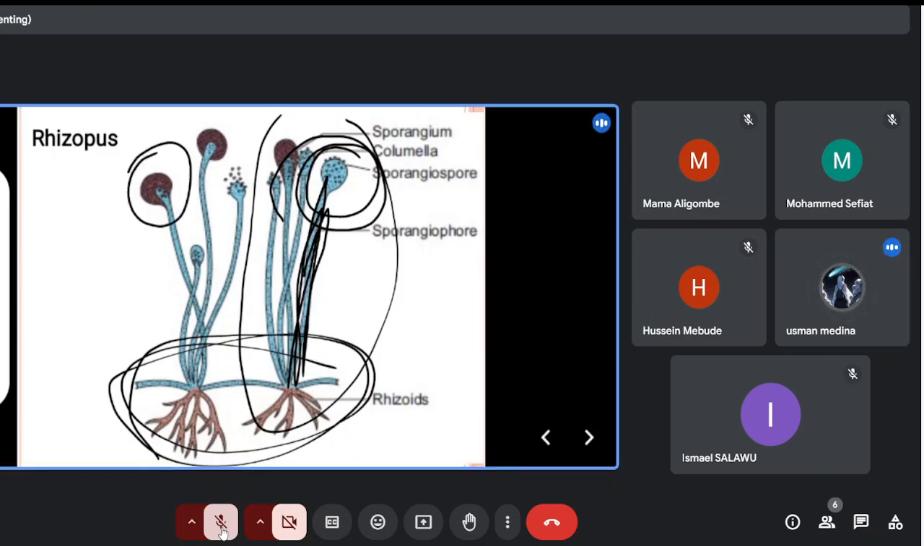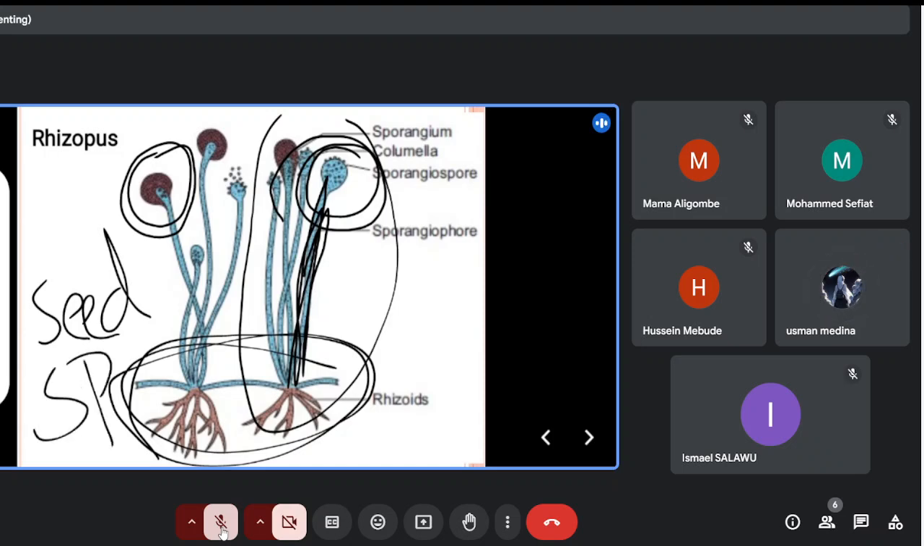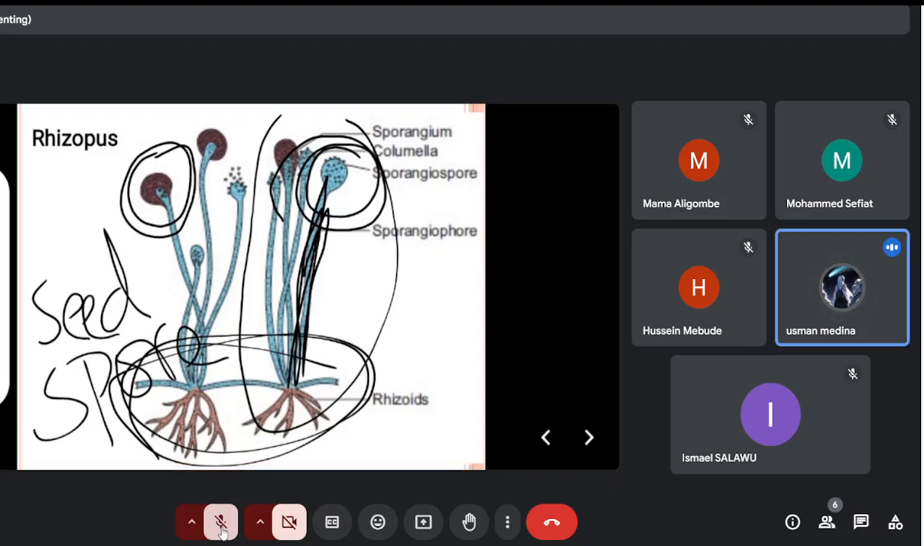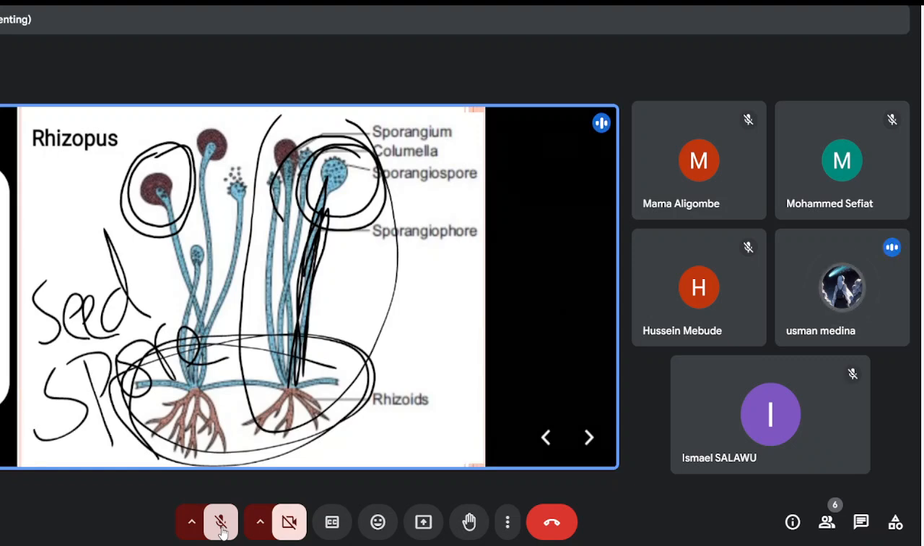And what is the essence of the sporangium? It contains the seed-like structures of the fungi known as spores. You call them the spores. So you should be able to label the rhizoid, the sporangium, the sporangiophore, then the hyphae.